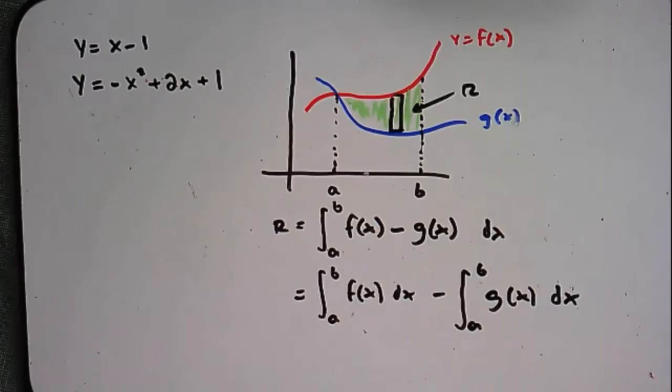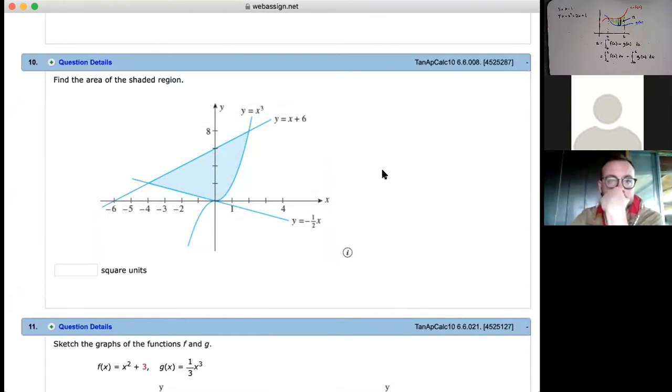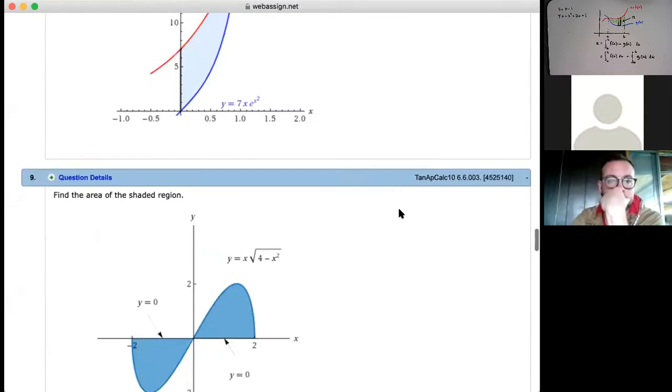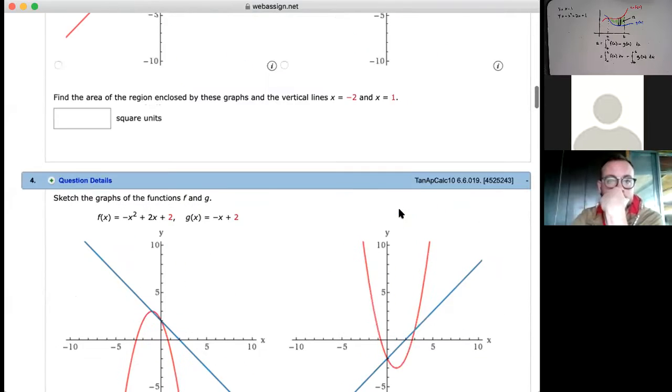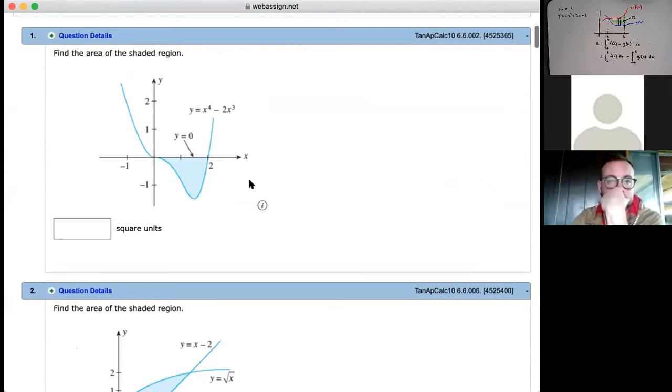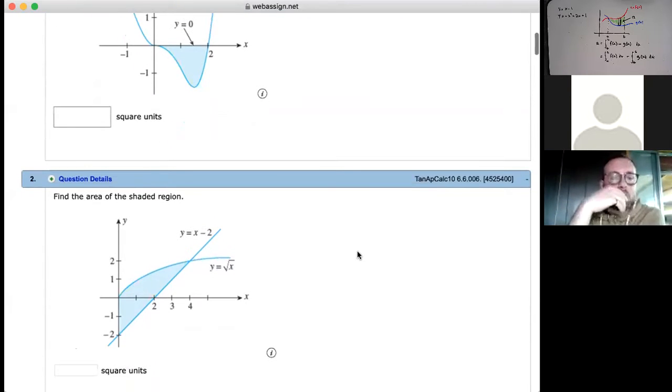I think, here we go. Okay. So the earlier problems in 6.6, you're able to see on the graph what the endpoints of integration are. So for example, in problem 1, we can see that the shaded region begins at x equals 0 and goes to x equals 2. So those would be our endpoints of integration. In problem 2, this is kind of what I want to talk about here. Problem 2, we actually have to solve for the upper endpoint. We can see that it looks like it's around 4, but we want to verify that that's correct.